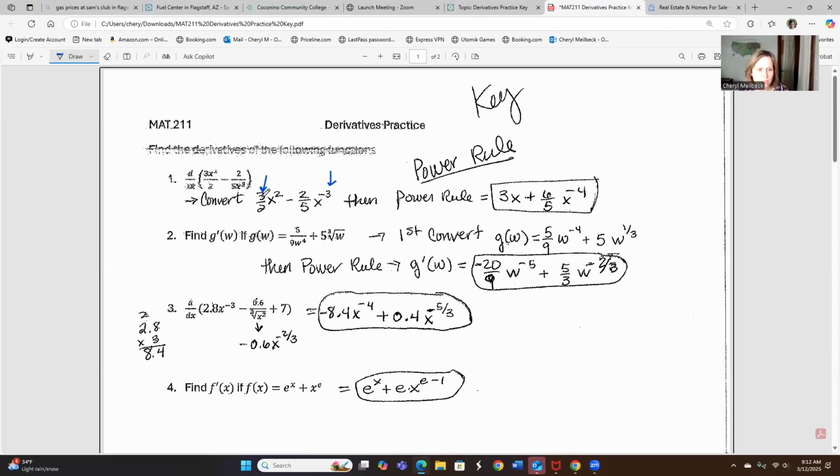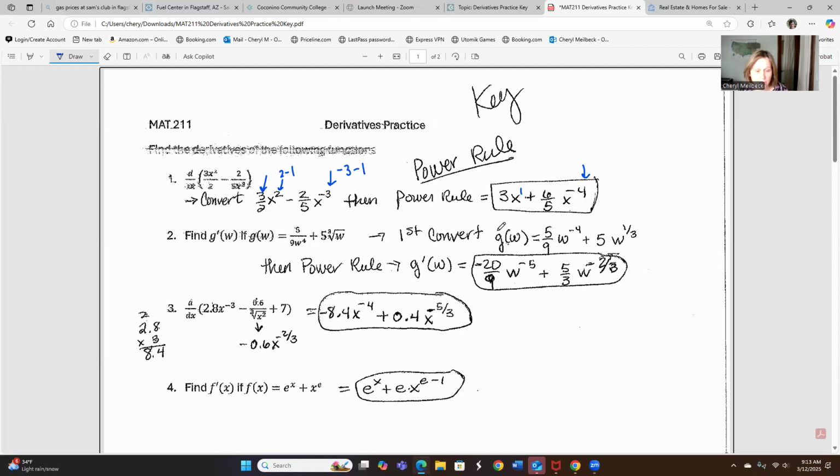Now we can use the power rule, which says you take the exponent times the coefficient, and that becomes your new coefficient, and then you subtract 1 from the exponent. So when we take 2 times 3 halves, we just get 3. And 2, the previous exponent, minus 1, gives us x to the first. For our second term, a negative 3 times a negative 2/5, a negative times a negative makes a positive 6/5. And then x becomes x to the negative fourth because we take negative 3 minus 1, which gives us the negative 4.